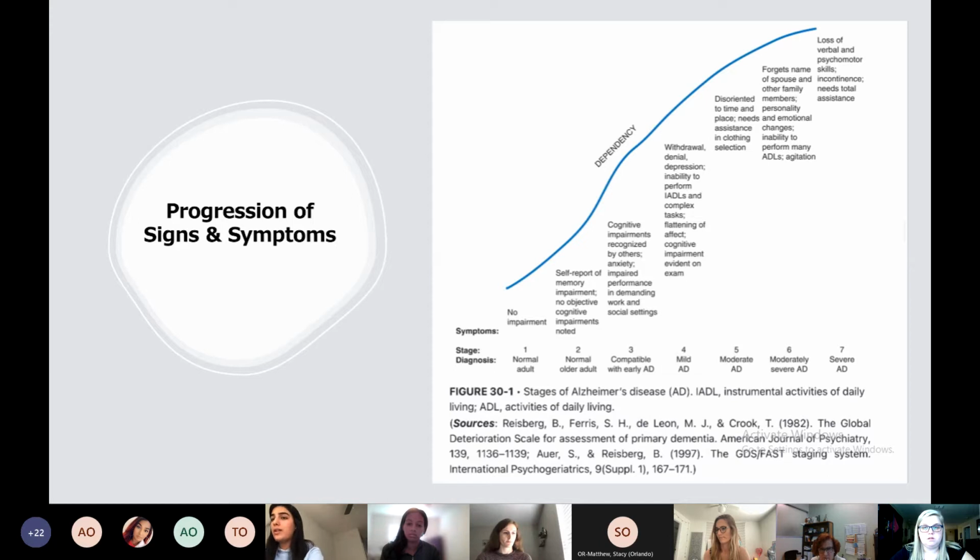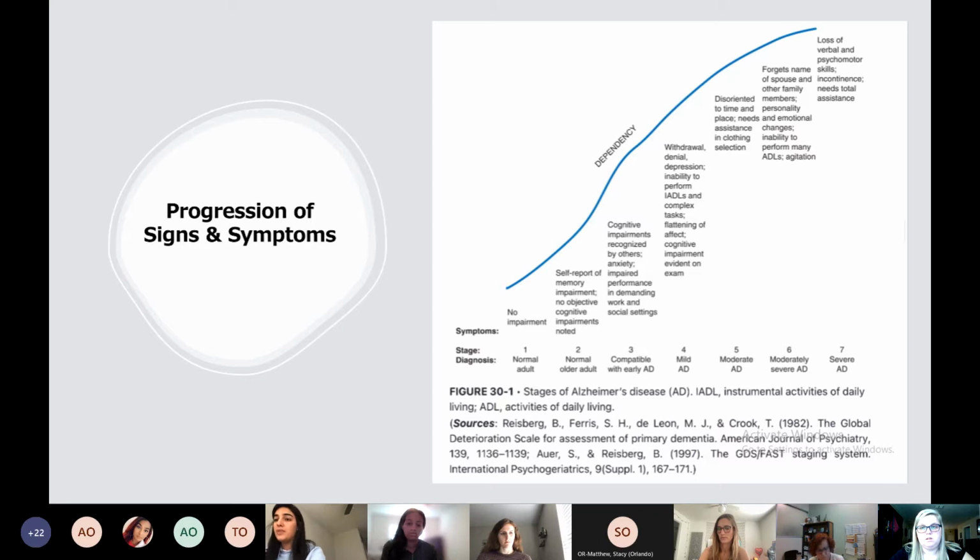And then in stage 4, they have mild Alzheimer's dementia. And that's when they are starting to show signs and symptoms of withdrawal, denial, becoming more depressed, inability to perform their ADLs. And of course, that contributes to the depression and not being able to perform complex tasks anymore. They have a flattened affect, which goes with the depression. Their cognitive impairment starts to decline, and it becomes more evident when we're examining these patients.